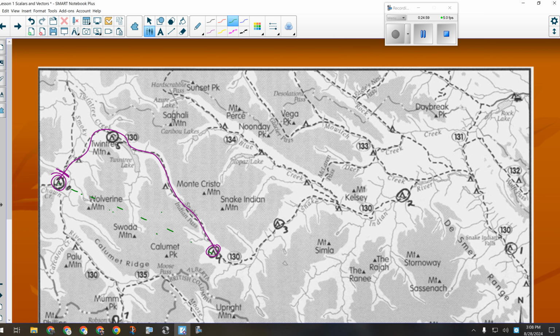But again, a navigator on a boat, an airline pilot, any kind of pilot, you're going to use vectors all the time because that's going to be the best way to get from A to B.